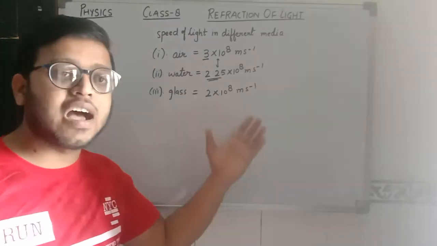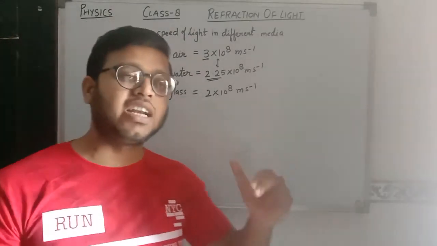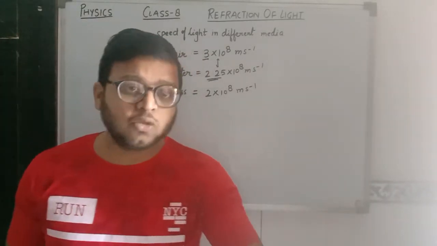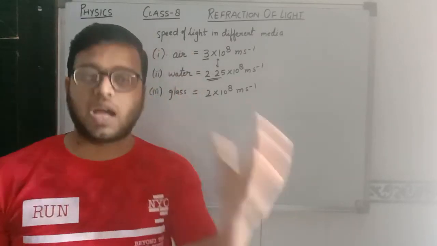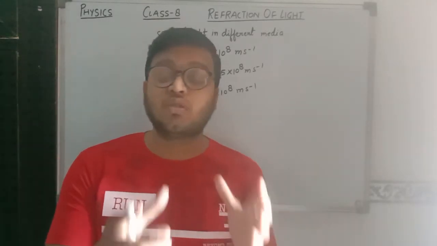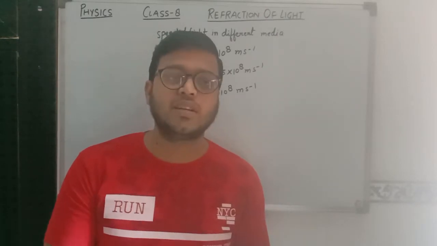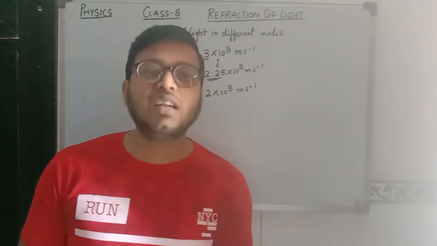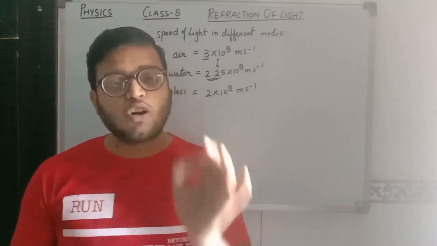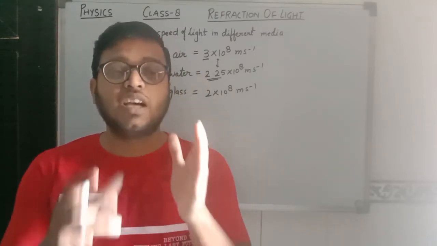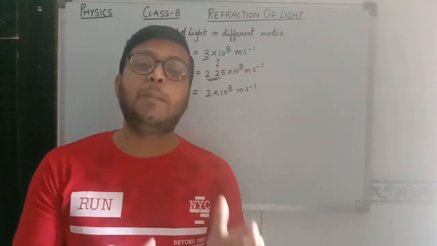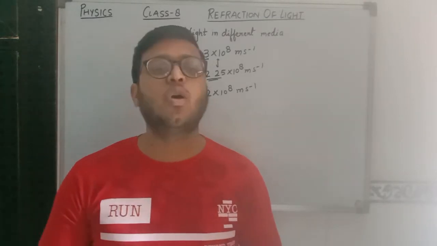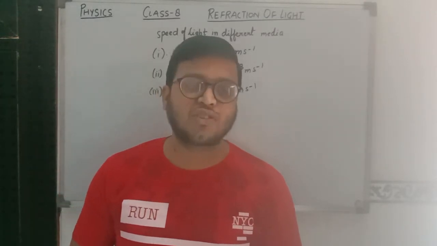Because there is a very large difference in the speed of light in different media, when the light passes from any medium to another in which there is a difference of densities, the light suddenly changes its speed. Because of this high change in speed, the light bends from its path. This phenomenon is called refraction of light.